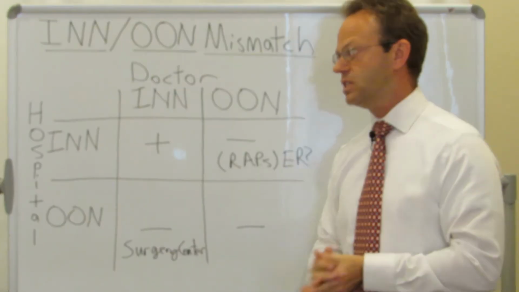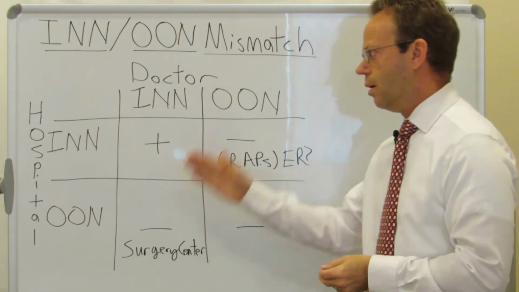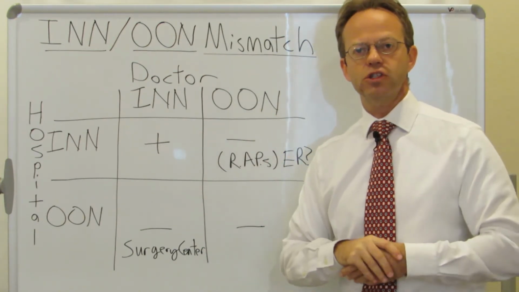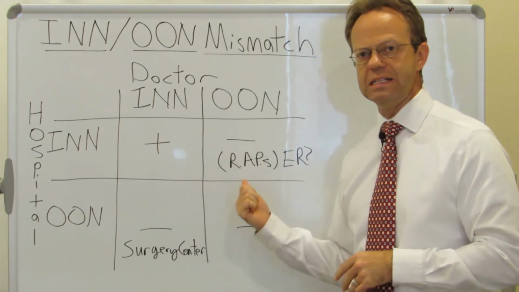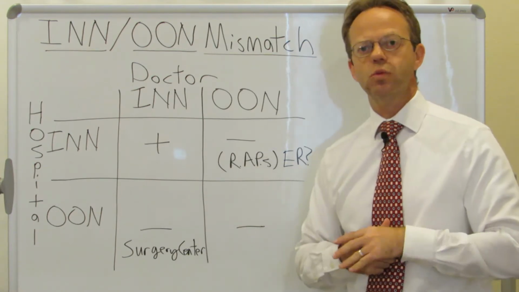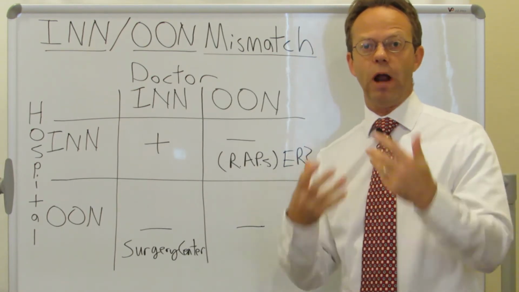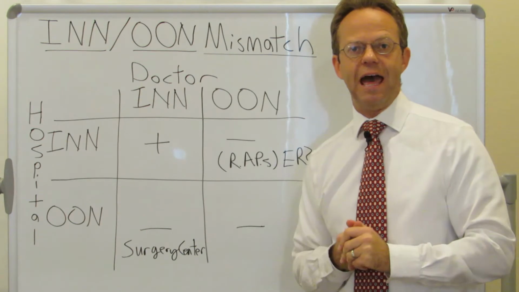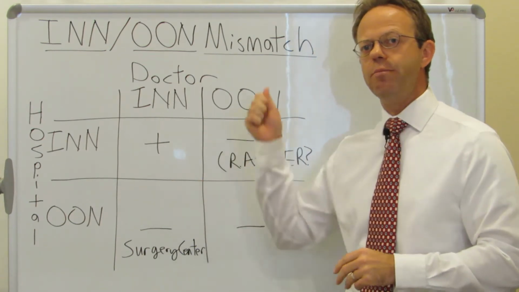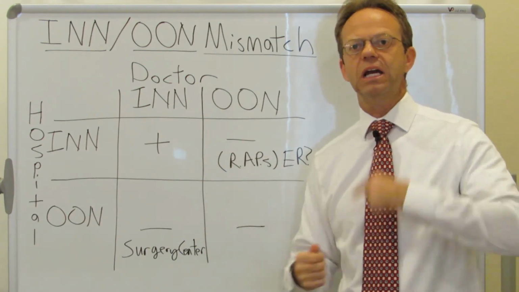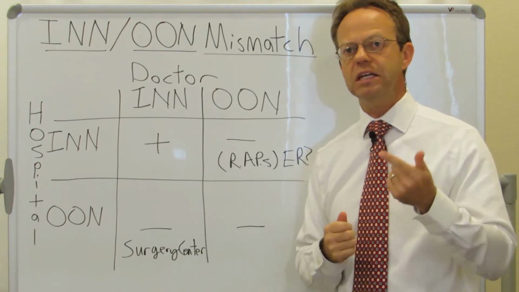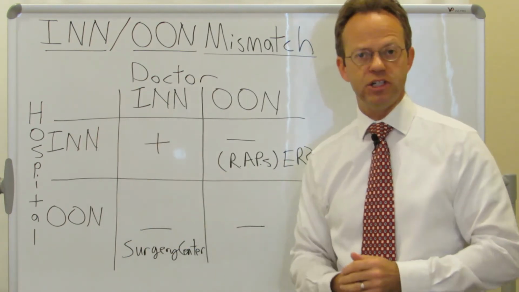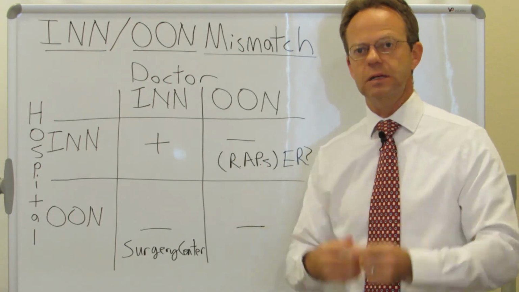However, the possibility exists where you can have an in-network hospital but an out-of-network physician. So this oftentimes happens with radiologists, anesthesiologists, and pathologists, which is why many health insurance plans have what's called a RAPS policy, which means that these physicians, even though they bill as out-of-network, they will be covered as in-network by the insurance plan because the patient was in an in-network facility.